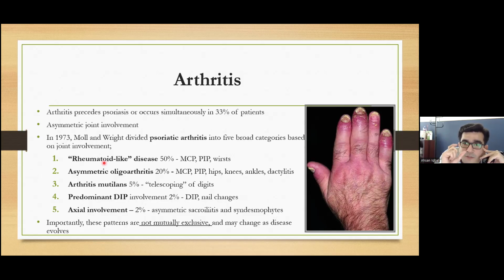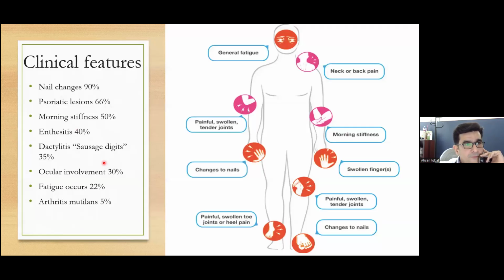Now, a small percentage of patients whose HLA-B27 is positive will also present with axial involvement, which is lower back pain with morning stiffness. So we have to be on the lookout for the presentation of arthritis in these patients to see if it's psoriatic arthritis or not.